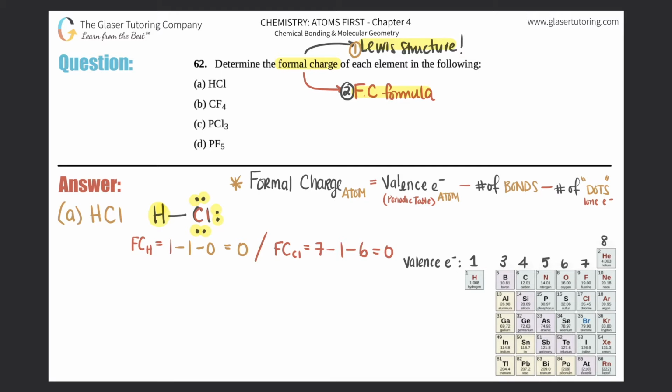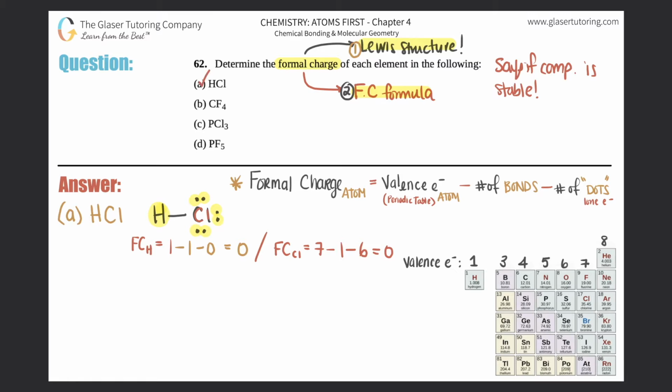And what do the formal charges really tell you? They tell you if the compound is a stable compound. The fewer charges, the better. So since both hydrogen and chlorine have no charge, HCl is a pretty stable compound. And we see it all the time. You'll use it in your labs. So HCl is a stable molecule.